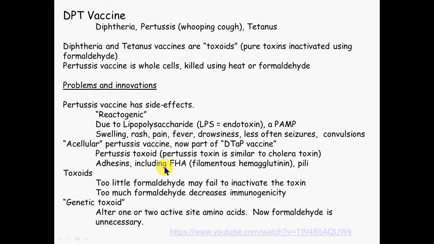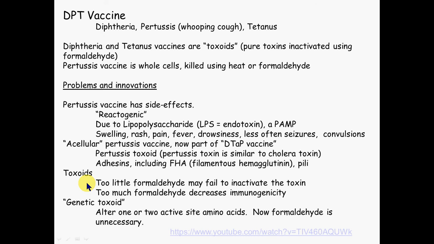Now, toxoids. Somewhere I had what a toxoid is. A toxoid is a pure toxin that is inactivated using formaldehyde. The problem with doing that, I think we said before, is that too little formaldehyde is not good, because there could be some active toxin; maybe you don't inactivate it completely. Too much formaldehyde, and you're really changing the shape of the surface of the antigen, so the antibodies you make against it are not going to recognize the native toxin. So that's not ideal either.